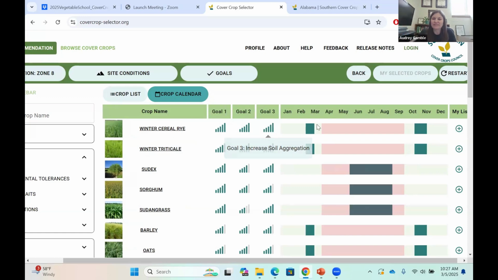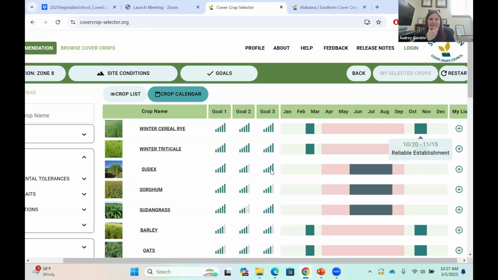Then I can look at the planting window and I see this is where my cash crop is growing. That's why it's in red. That's the cash crop growing window that I selected. And my ideal planting window for the rye is outside of that. So that could be a really good choice for me.